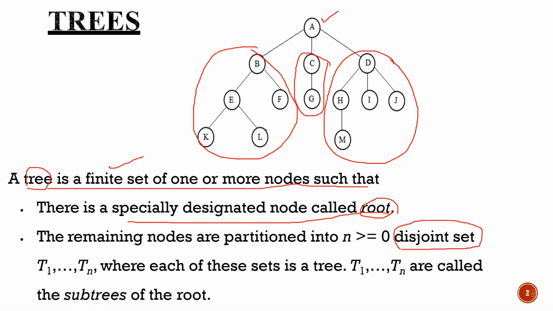If I go with B, B again has two children: one is E, the other is F. They themselves are again trees, so they will be called the subtrees. More formally, there is a specially designated node called the root node. The root is the first node, as I told. In the tree A, A is the root node and the rest will be your subtrees. If I take the B part, B is the root node and the rest of the things will be the subtrees. C is a root node and G is a subtree.